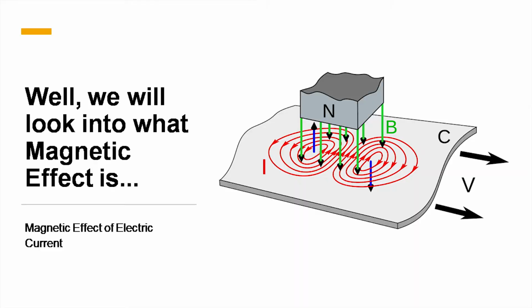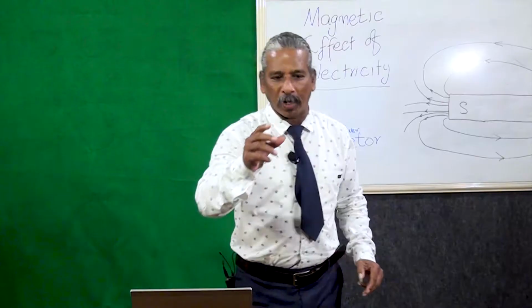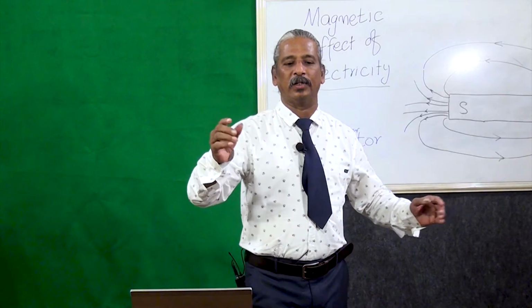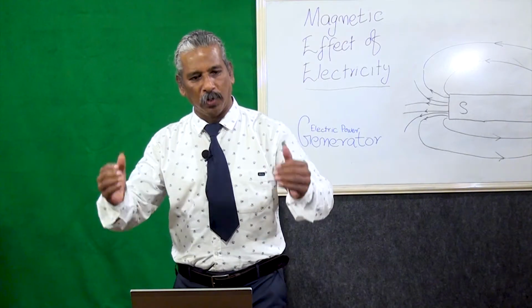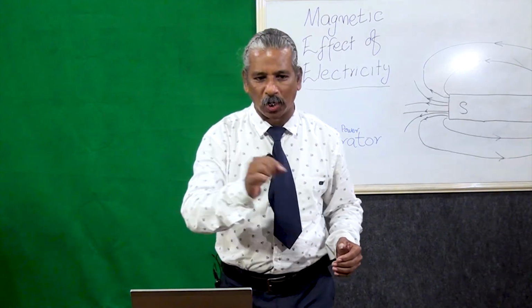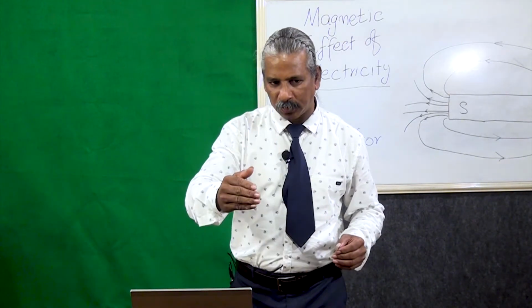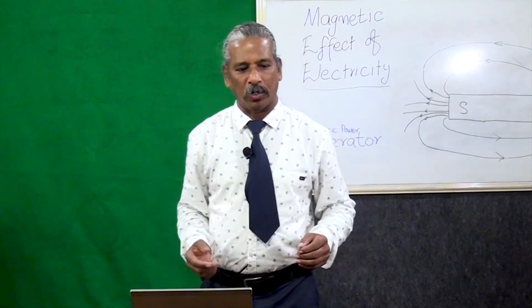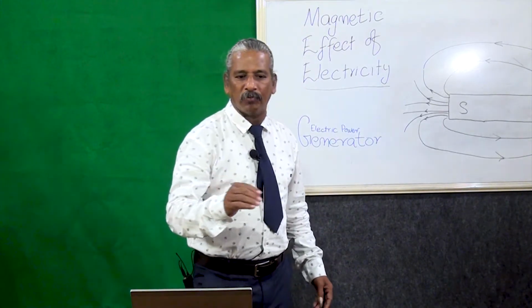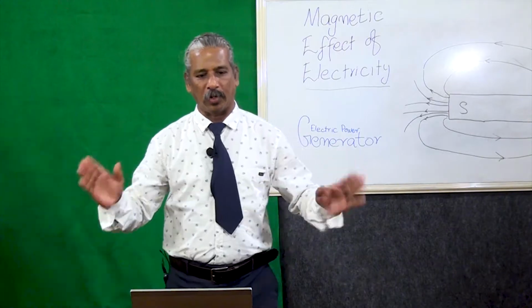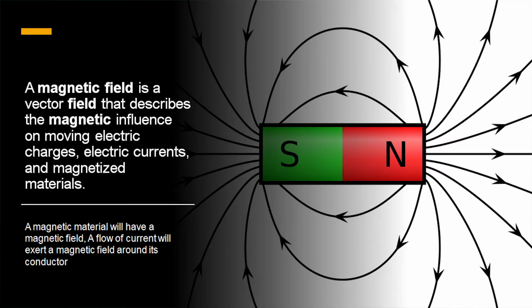We'll look into what magnetic effect is. A magnetic effect of electric current is actually a magnetic field, a vector field that describes the magnetic influence on moving electric charges, electric currents, and magnetized materials. A magnetic material will have a magnetic field; a flow of current will exert a magnetic field around its conductor. And that is really important.